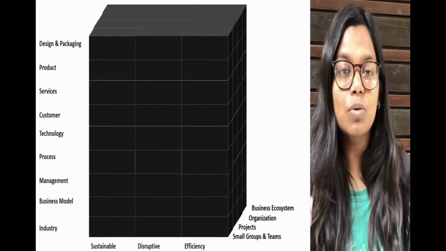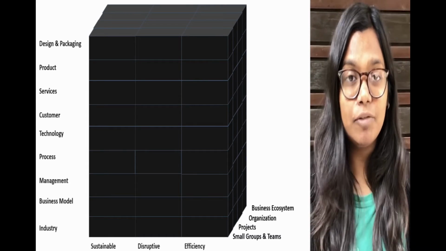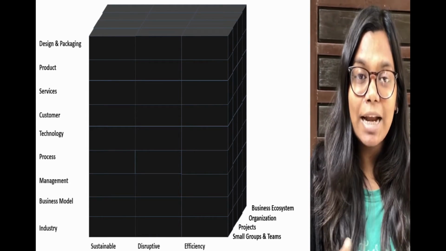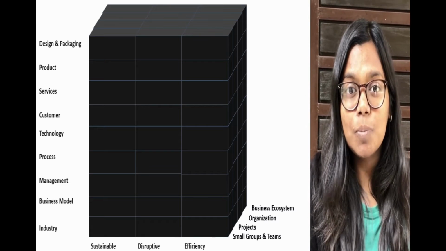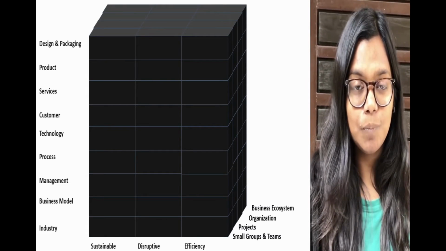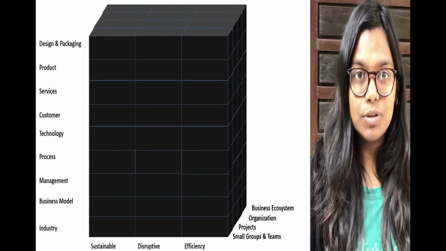Now for new ideas to come up, a lot of debate and deliberations have to take place between people. That can be worked out well in a smaller group rather than in a larger group. The fourth is the business ecosystem.